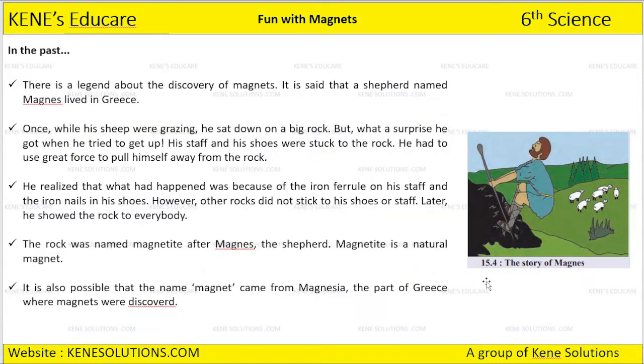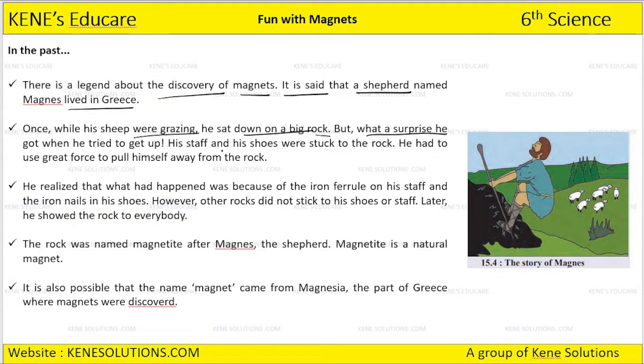So, in the past, there is a legend about the discovery of the magnet. It is said that a shepherd named Magnes lived in Greece. Okay, so Magnes was a person who used to live in Greece. He found this phenomenon of magnetism. Once, while his sheep were grazing, he was a shepherd and he sat down on a big rock.